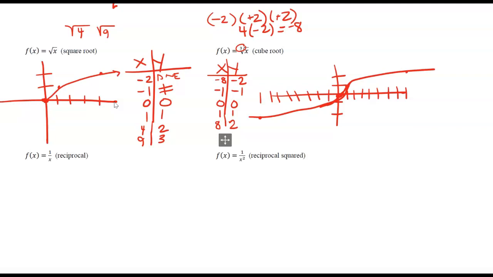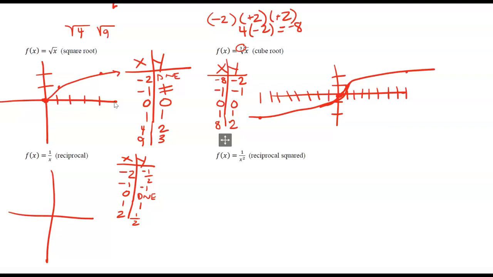Okay, 1 over x. Let's look at this one. So let's do, we could actually just do this again, -2, -1, 0, 1, 2. That does kind of give us a good idea. So 1 over -2, we just get -1/2. 1 over -1, we get -1. 1 over 0 does not exist. 1 over 1, we get 1. 1 over 2, we get 1/2.